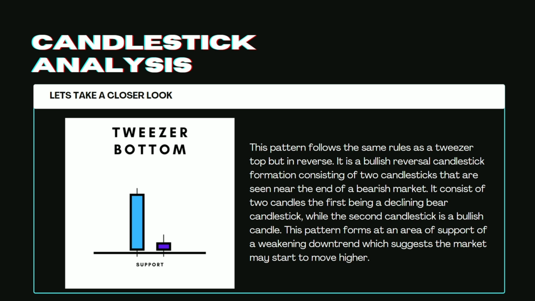market. It consists of two candles, the first being a declining bear candlestick, while the second candlestick is a bullish candle. This pattern forms at the area of support of a weakening downtrend, which suggests the market may start to move higher.